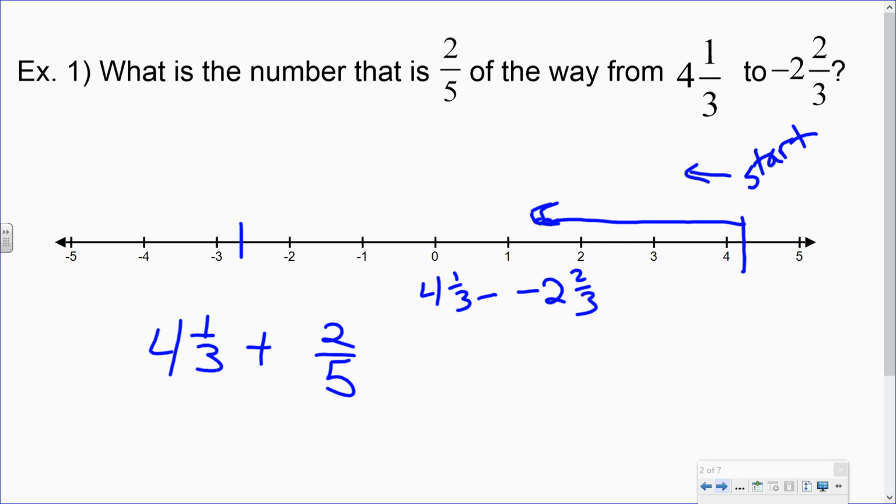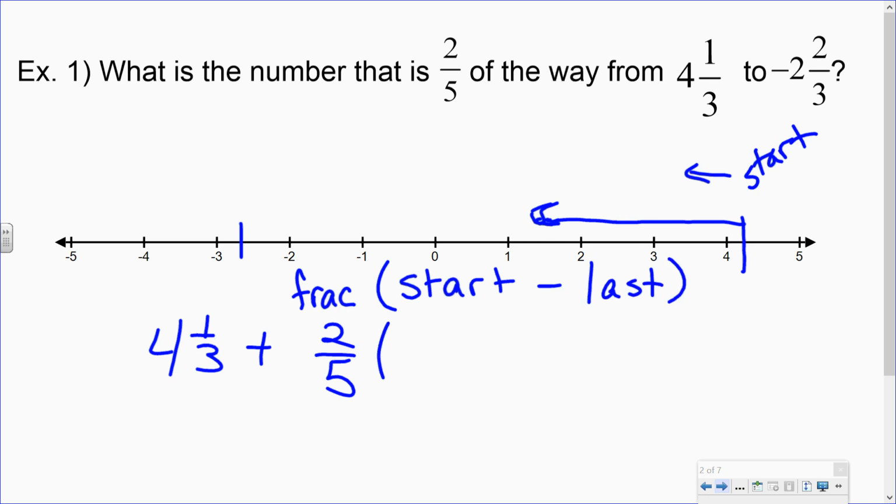So this is not really largest minus smallest here. It is start minus, and I can't really say finish because I'm going to be doing a fraction here. I can't have F for both of those. So start minus the last is what I need here. I do need how far apart are 4 1/3 and -2 2/3. So I do need to subtract them. But I'm sorry, I wrote that wrong. It was last, L, minus S. Last minus start.